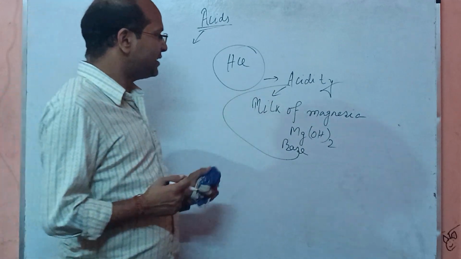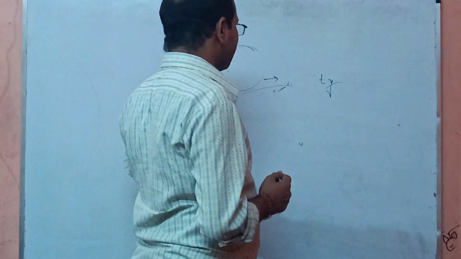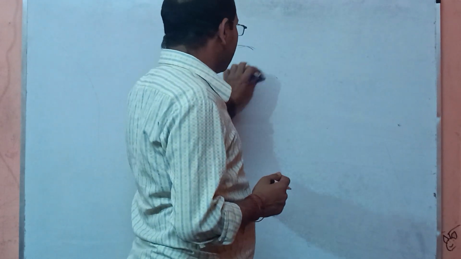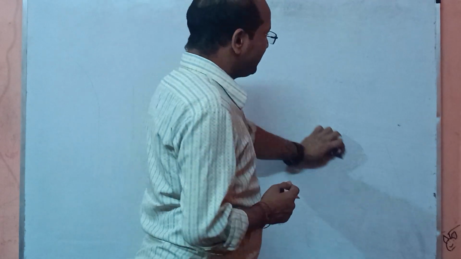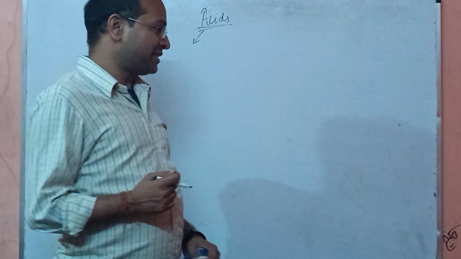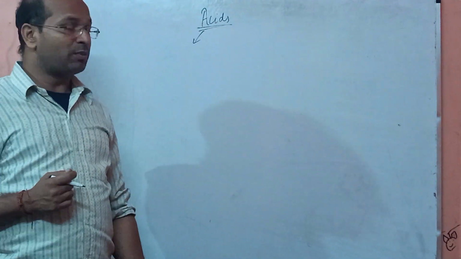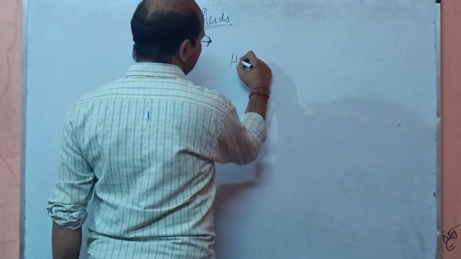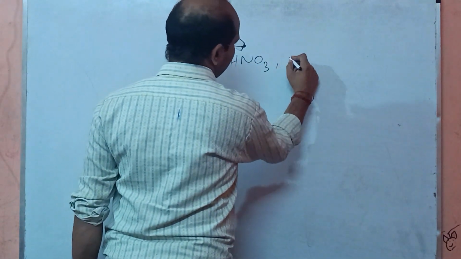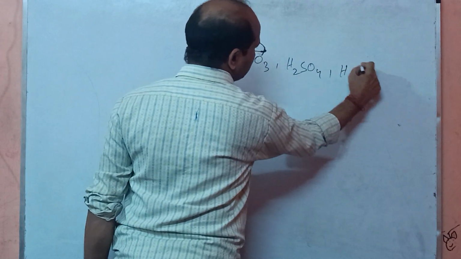Now there are certain acids which are organic acids which we can eat, like citric acid, tartaric acid, acetic acid. These are weak acids which we can consume. Lemon contains citric acid, and apple contains malic acid. But there are certain mineral acids like nitric acid, sulfuric acid, and hydrochloric acid. These are very strong acids.